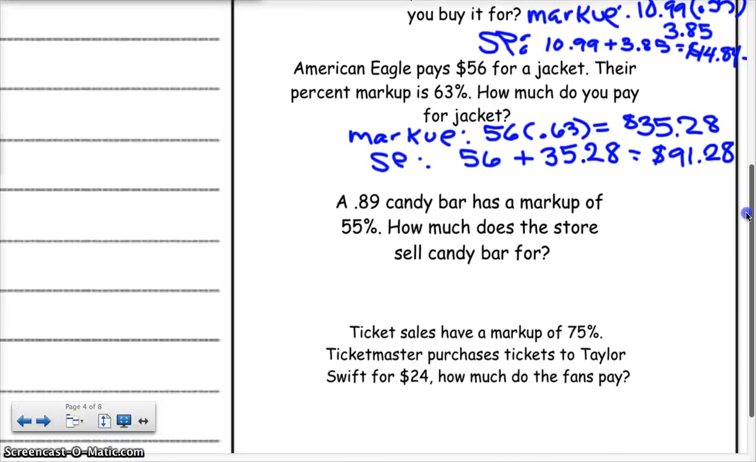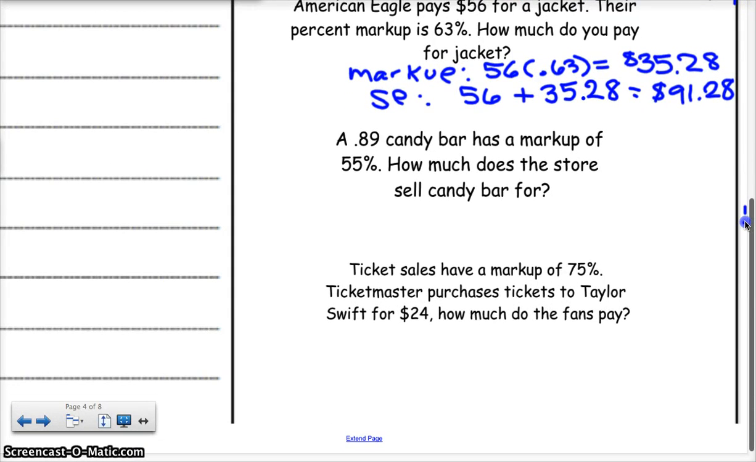Let's go. In another example here. An 89-cent candy bar has a markup of 55%. How much does the store sell the candy bar for? So again, I organize it with what's my markup, what am I going to mark my cost up by. Markup is 0.89 times 0.55, which is 50 cents.